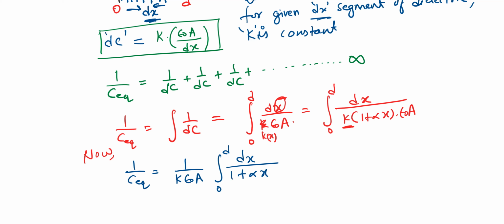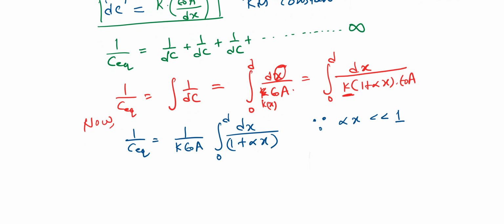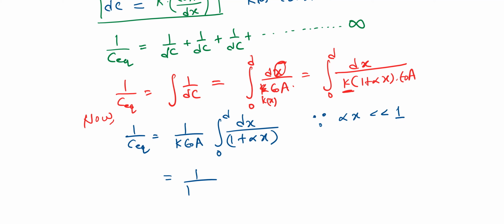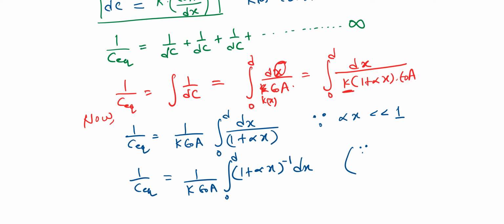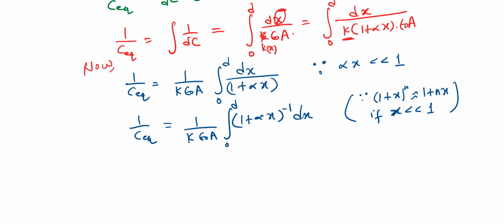Now see, since it is given in the question that alpha x is much smaller than 1, we can represent this as (1 plus alpha x) to the power minus 1 dx. Now we know that by binomial expansion, (1 plus x) to the power n can be written as 1 plus nx if x is extremely small. The condition is satisfied over here, alpha x is very small.